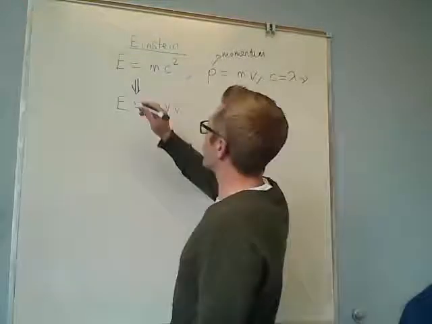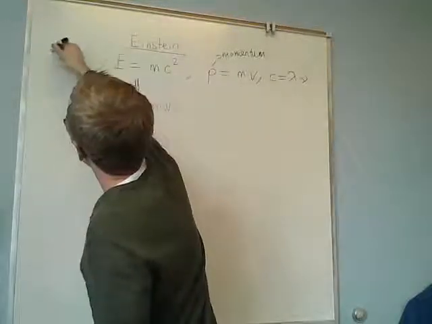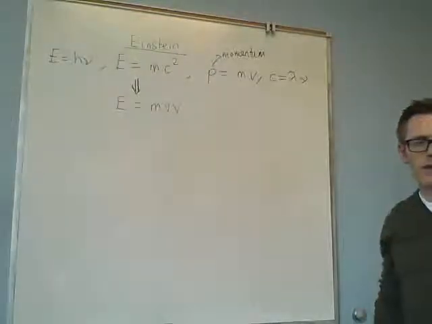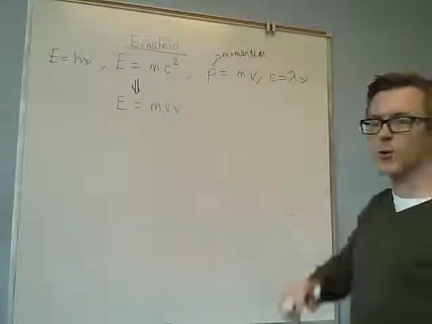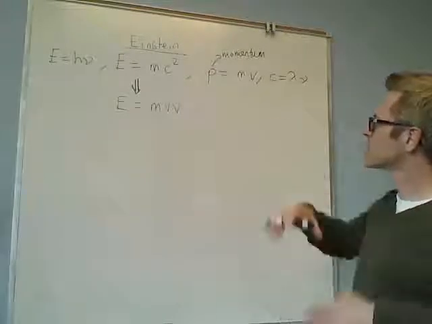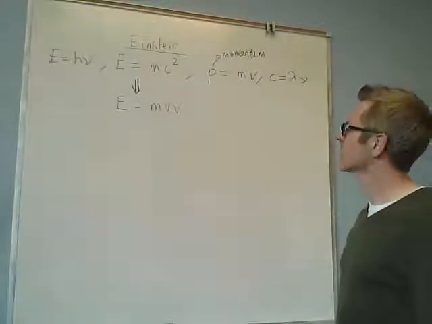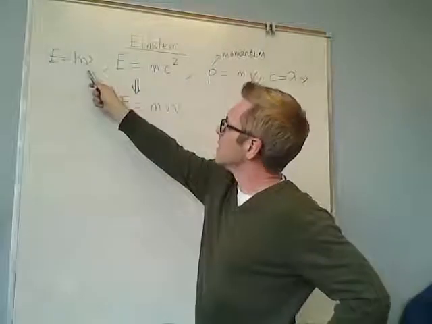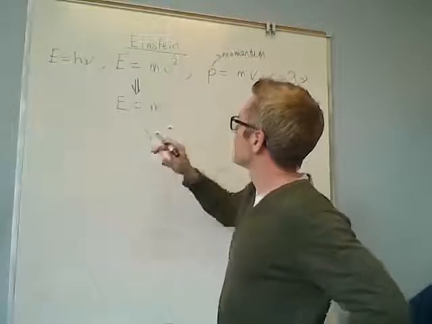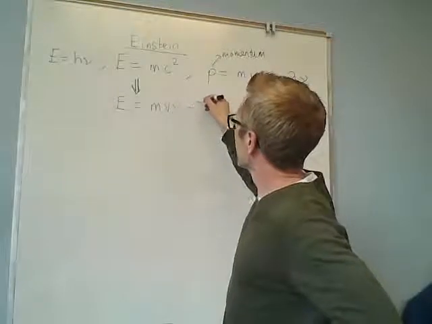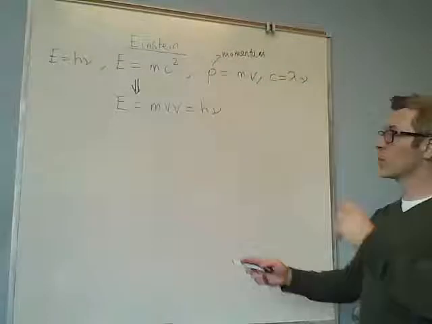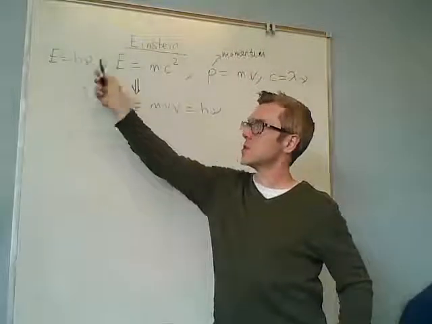And yet another equation, our Planck's equation. I think with hindsight, that's all the equations that we need now. We've got a smorgasbord of equations. Let's set this E equal to that E so that this equals that. So all we've done, we've set these two energy equations equal to each other.